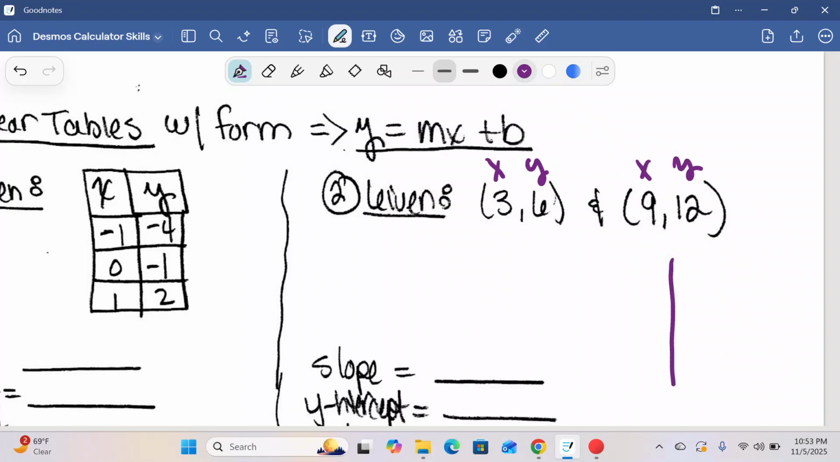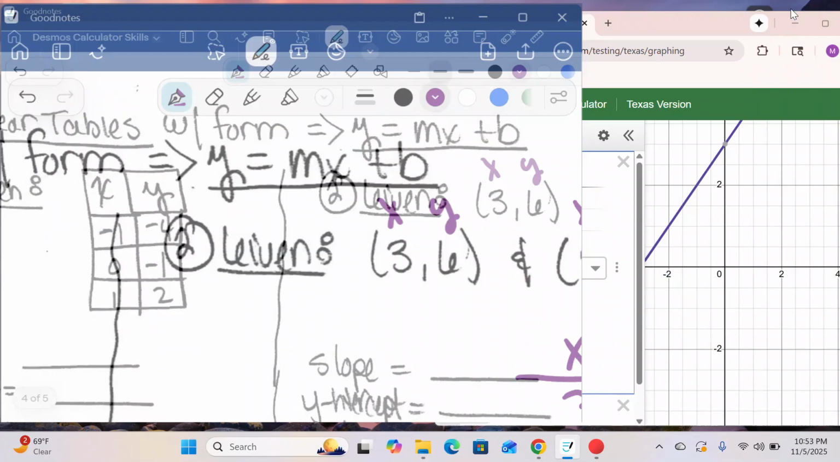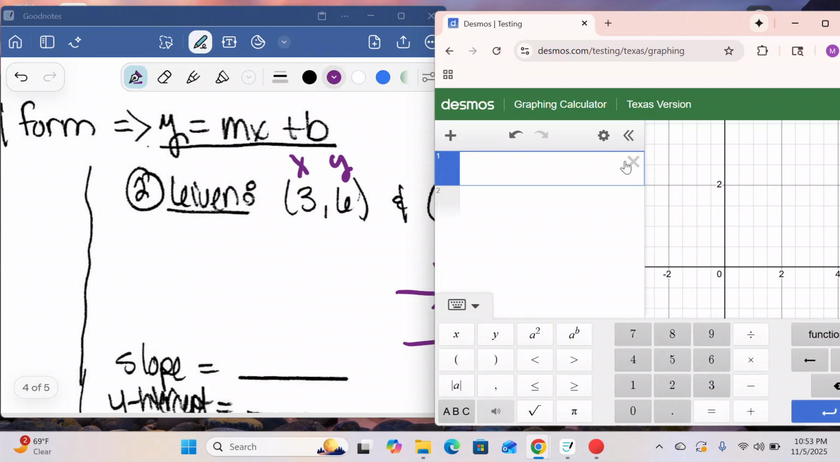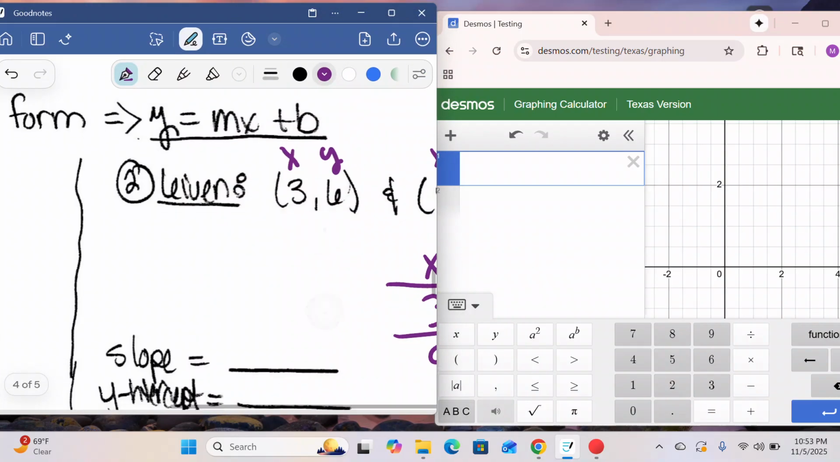I can translate this to a table, x comma y, alphabetical order, and the first ordered pair is 3 comma 6, and the second ordered pair is 9 comma 12. So we have your 3 comma 6, and then we have your 9 comma 12. You can go ahead and input it into Desmos. I'm going to show you right here how to input this problem to get all features of these two ordered pairs.